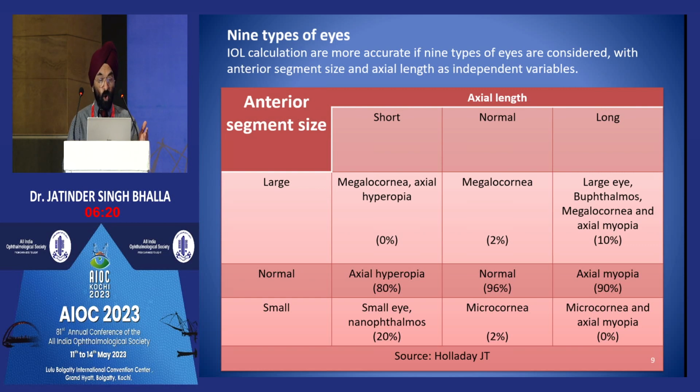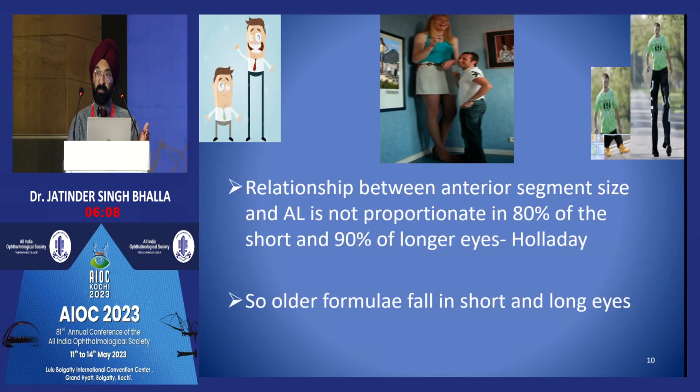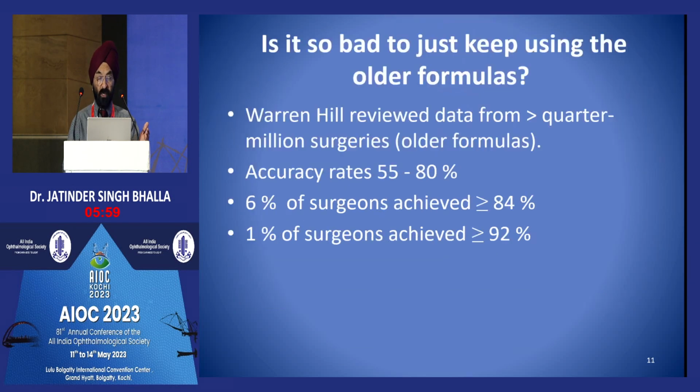Even in eyes with normal anterior segment, 80% may have short and 90% may have long eyes. And in eyes with normal axial length, 2% may have shorter or longer anterior segment size. So relationship between the anterior segment and axial length is not proportionate in 80% of short and 90% of longer eyes. So older formulae are bound to fail in short and long eyes.